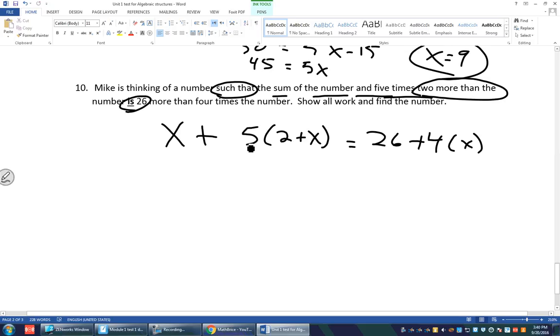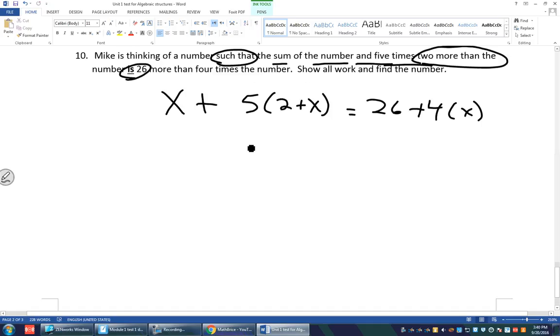There's the equation. That's where you guys made all the mistakes. You continue to distribute and combine like terms and solve. Remember, on the same side of the equal sign, you combine like terms.